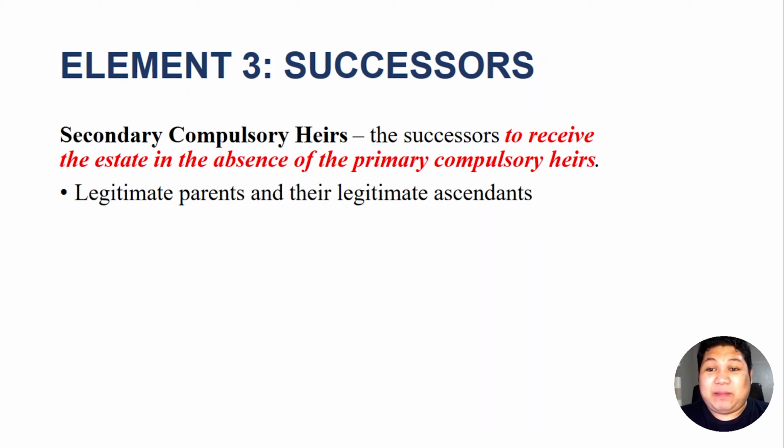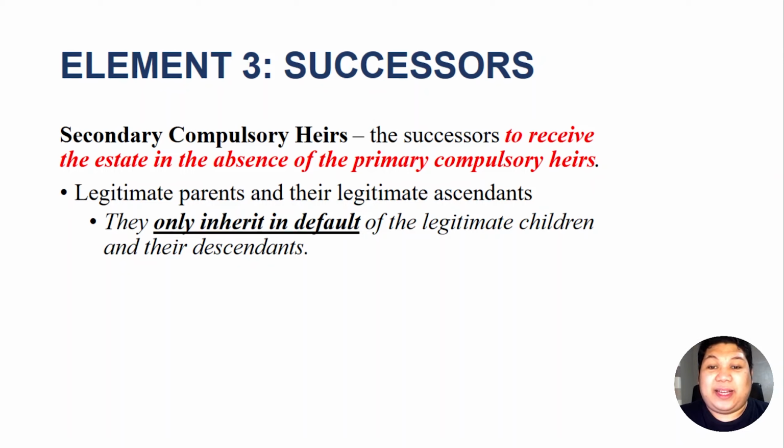Number one, we have the legitimate parents and their legitimate ascendants. So if the person who dies is a son or a daughter who is unmarried, with no children, then of course there will be no primary compulsory heir. Then naturally, the parents would inherit the estate of the deceased. But these legitimate parents and ascendants only inherit in default of the legitimate children and their descendants. So in succession, the first to be called will be the children. If there is no child, then their descendants, if there is any descendant. If there is no descendant, then the parents. Okay?